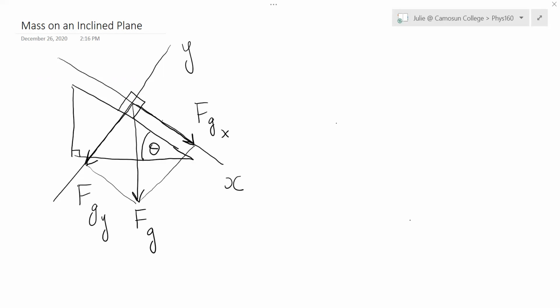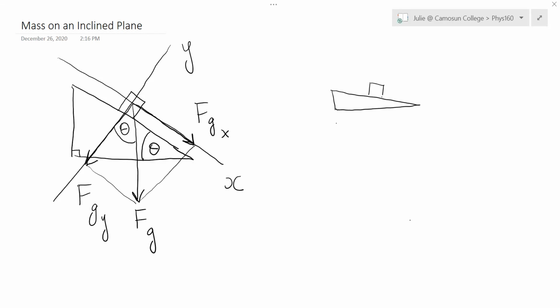Now, FGX is the part of gravity that makes the block slide down the plane, and FGY is the part of gravity that keeps it stuck to the surface. Now the question is, how do we get these two components? Well, it turns out that this angle is the same as theta. You can either just memorize that, or let's look over here at a really shallow incline.